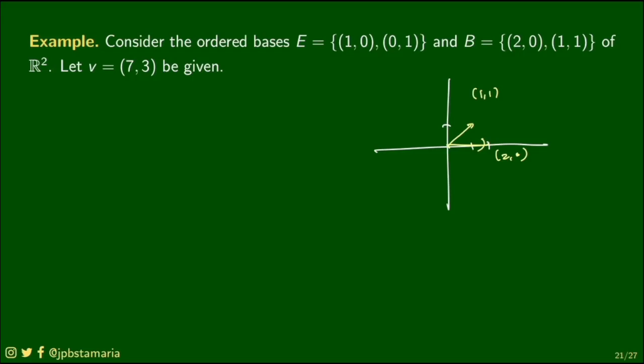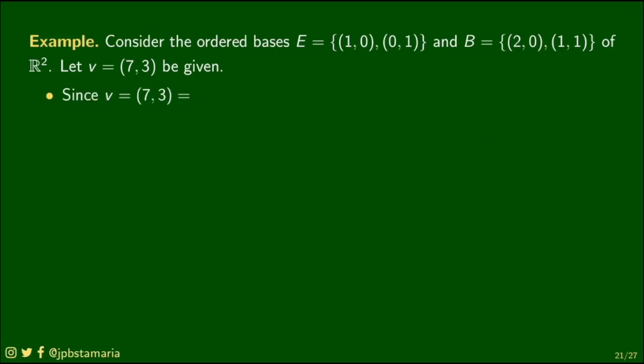Okay? So let's consider the vector (7, 3). Take note that (7, 3), relative to the standard basis, is of the form 7 times (1, 0) plus 3 times (0, 1). This is what you have in physics: 7i hat, 3j hat. Therefore, the 7 and the 3 are the coordinates of V relative to the standard basis. This is why it is called the standard basis. Whatever numbers are here, those are the coordinates relative to the standard basis.